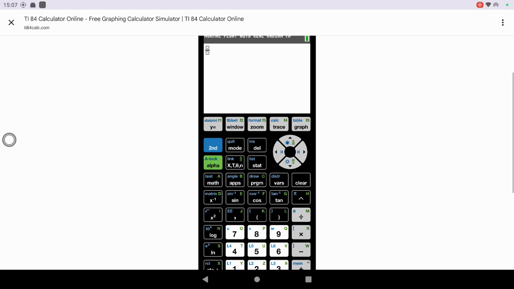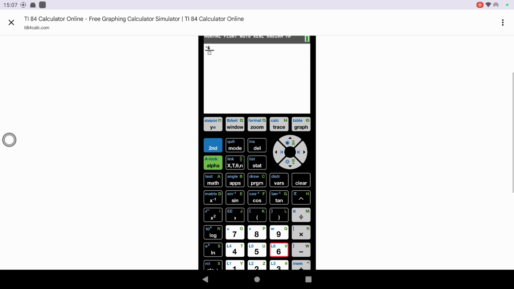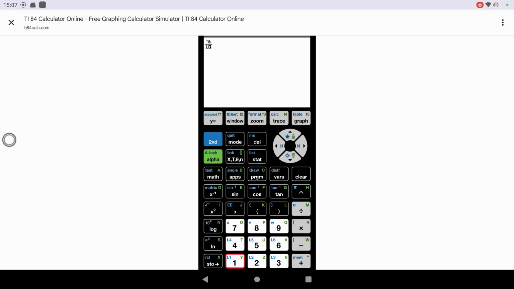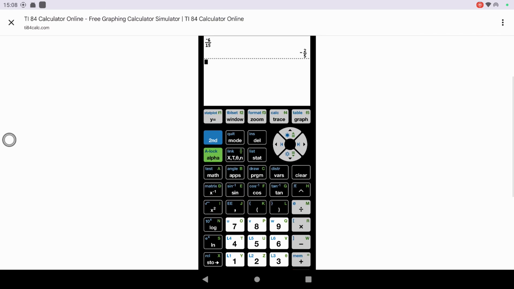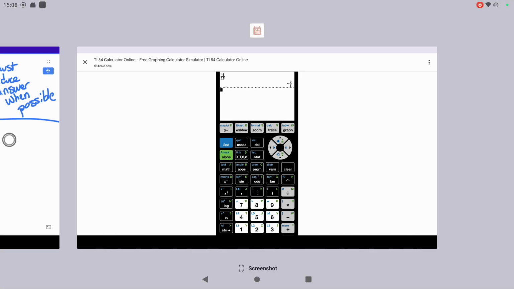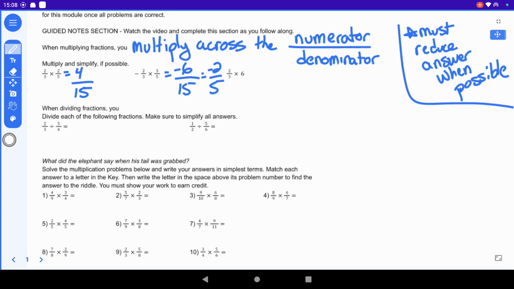And then you're going to put in your fraction. So we're going to go negative 6 on the top, arrow down, put in 15 on the bottom, and then hit enter, and then it will reduce the fraction to negative 2 fifths. If you get the same fraction back, that means your fraction is already reduced.